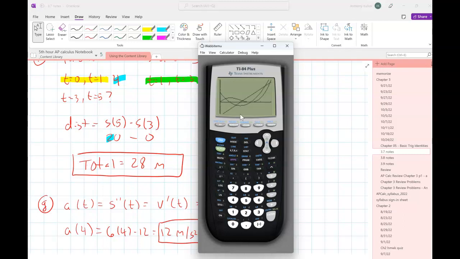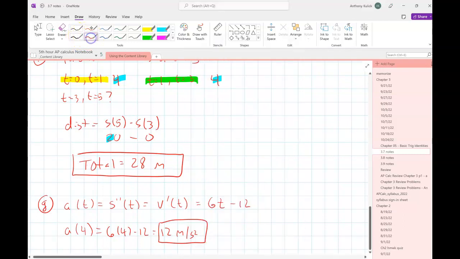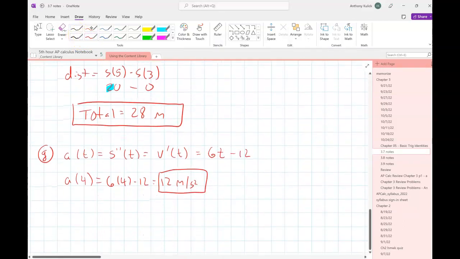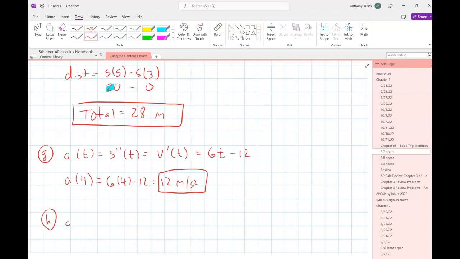Everybody okay with that? On your color calculator, that'll come out a little nicer because you can color code them, right? And then the last part, that would be, yeah, or sketch or whatever. But as far as I'm concerned, that's like a just look at it on your calculator kind of problem.